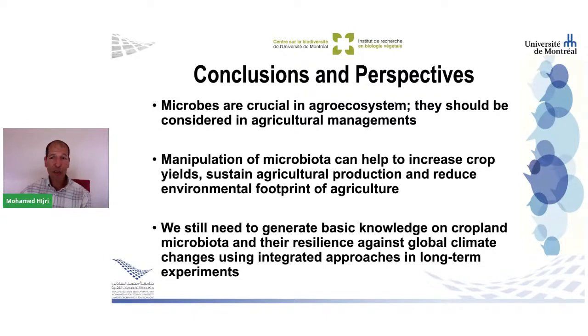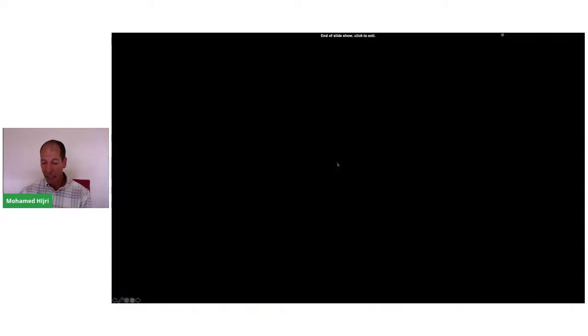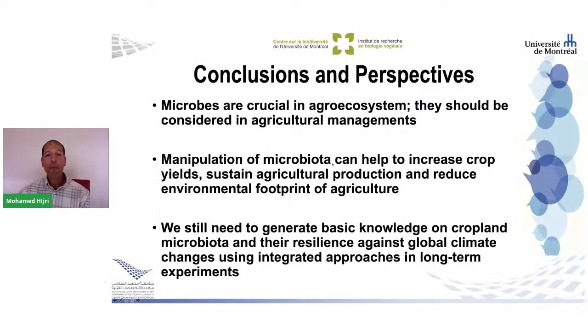I think with this, I will sum up with some conclusions, some perspectives and a take-home message. So microbes, as you can see here, and I hope that I have convinced you, play a crucial role in agroecosystems. They should be considered in the management of agricultural practices. Manipulation of microbiota can help to increase crop yield, but also to sustain agricultural production by reducing, of course, chemical inputs, and therefore reducing the environmental footprint of agriculture.